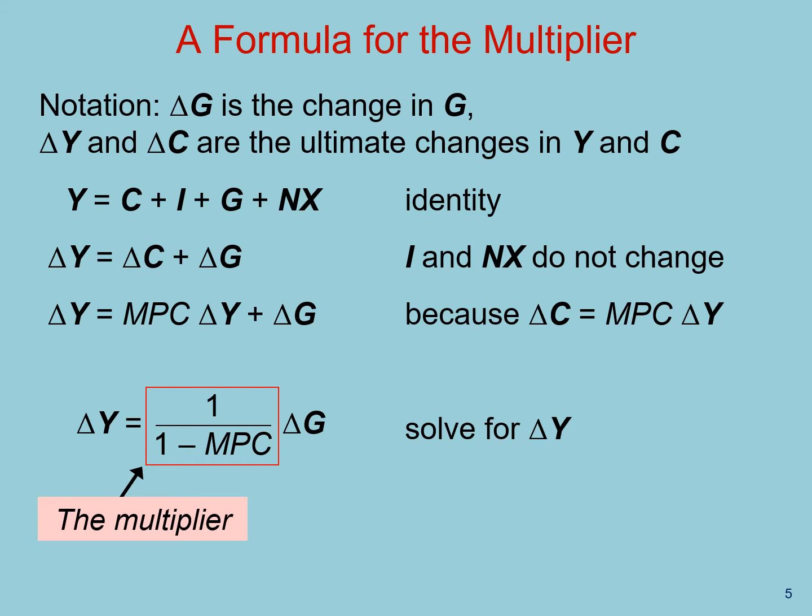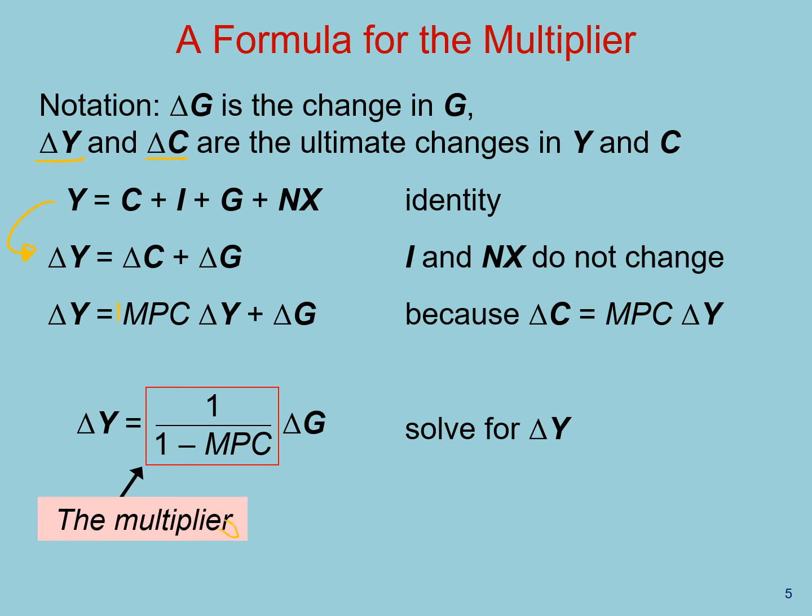As for notation, delta G is the change in government expenditures, and delta Y and delta C are the ultimate changes in income and consumption respectively. We can start with our national income identity and change it to delta notation. What that says is that the change in income is eventually caused by an overall change in consumption and government expenditures. Remember, because investment and net exports do not change, there are no changes in those variables.